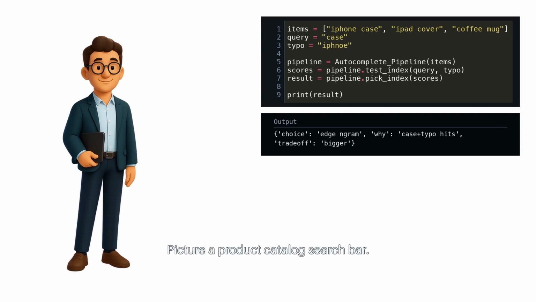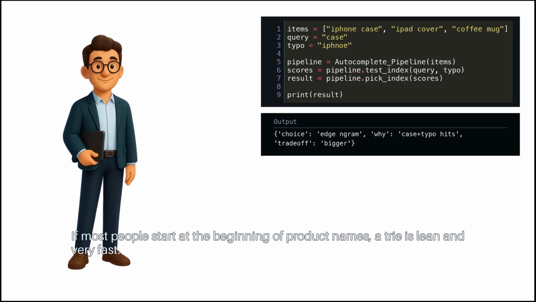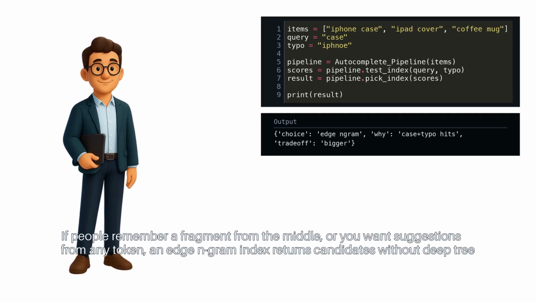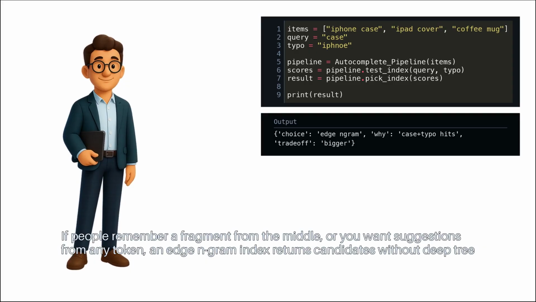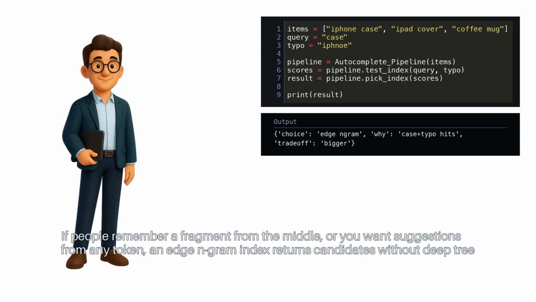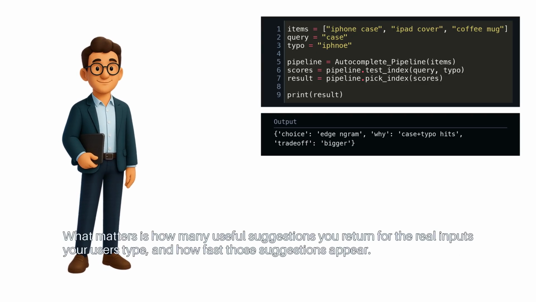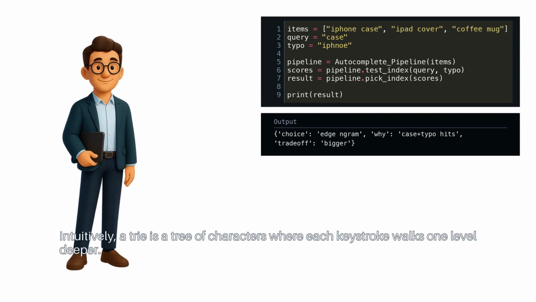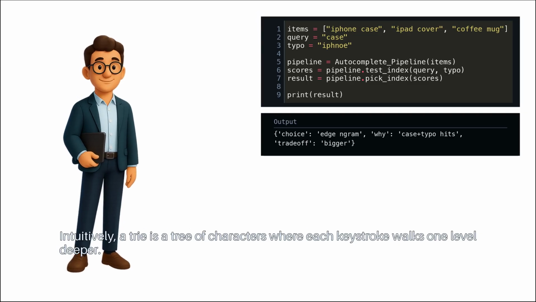Picture a product catalog search bar. If most people start at the beginning of product names, a trie is lean and very fast. If people remember a fragment from the middle, or you want suggestions from any token, an edge n-gram index returns candidates without deep tree traversal. What matters is how many useful suggestions you return for the real inputs your users type, and how fast those suggestions appear. Intuitively, a trie is a tree of characters where each keystroke walks one level deeper.